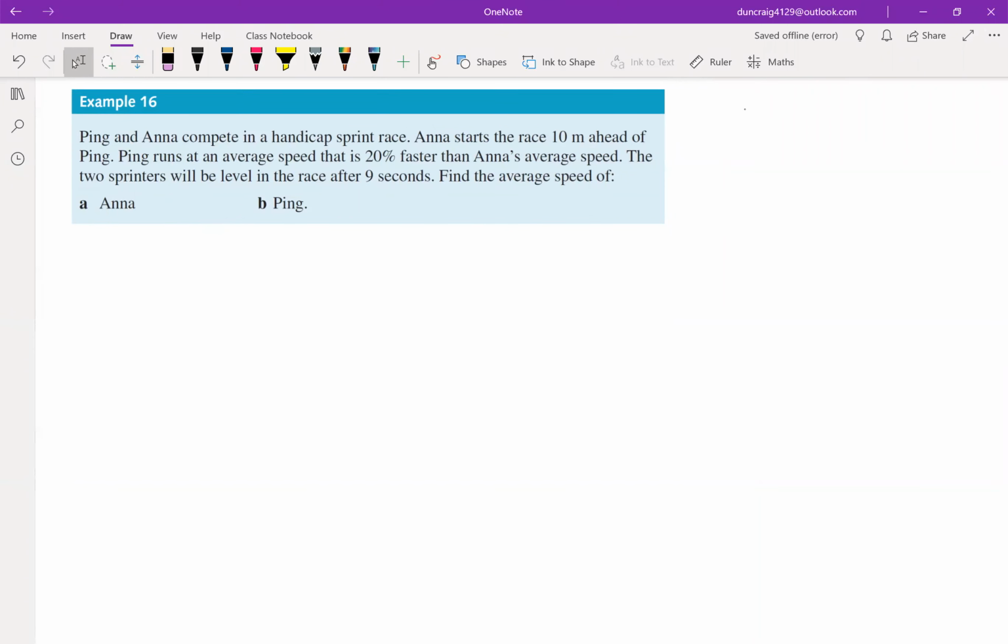So we've got Ping and Anna compete in a handicap sprint race. Anna starts the race 10 meters ahead of Ping. Ping runs at an average speed that is 20% faster than Anna's average speed. The two sprinters will be level in the race after 9 seconds. Find the average speed of Anna and Ping.